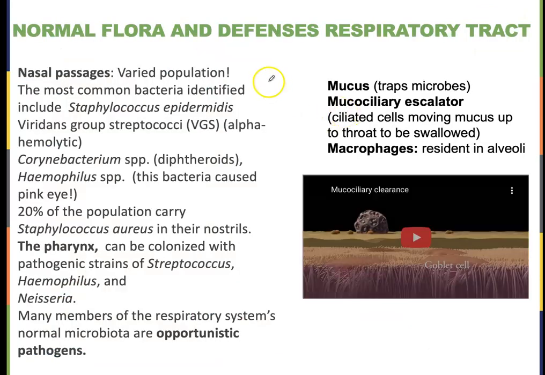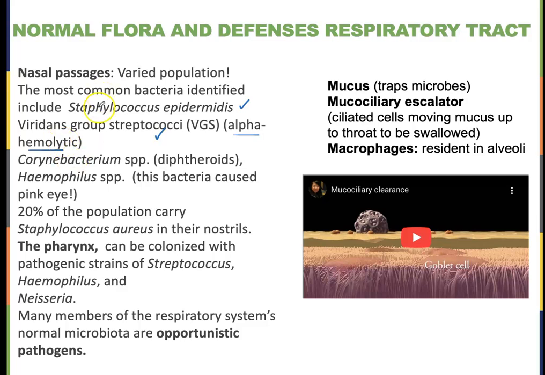All right, so what normal flora do we have? I already touched on this, right? So our nasal passages and the pharynx can be colonized by lots and lots of bacteria. It's a varied population from person to person. So most commonly, Staphylococcus epidermidis. We have our viridans strep, which is the strep that, if you remember from lab, we took a throat swab and we looked at the blood agar plate. The viridans group is alpha hemolytic. It does not completely lyse the red blood cells, but it does sort of make little holes in them.